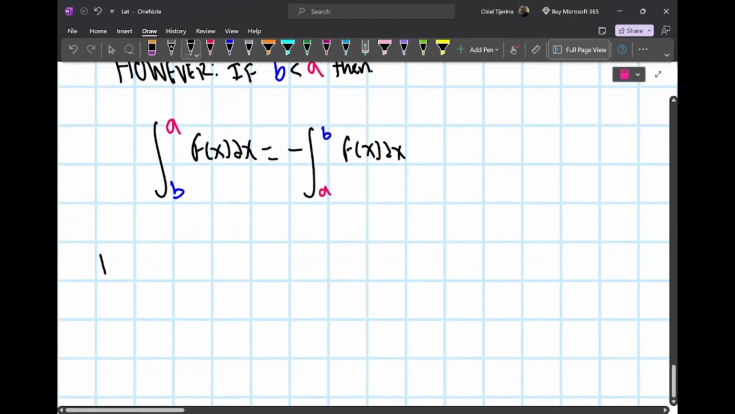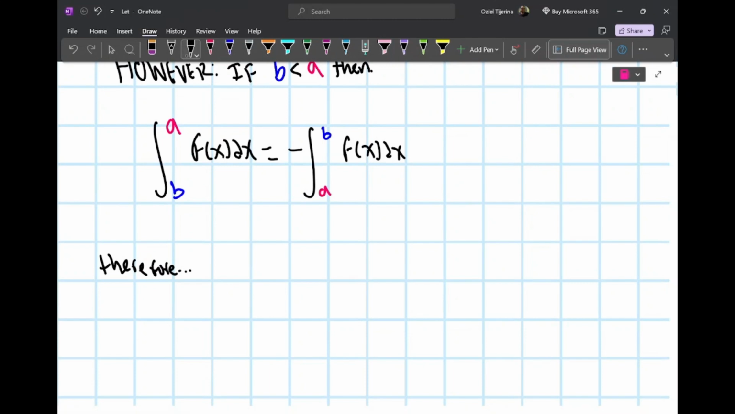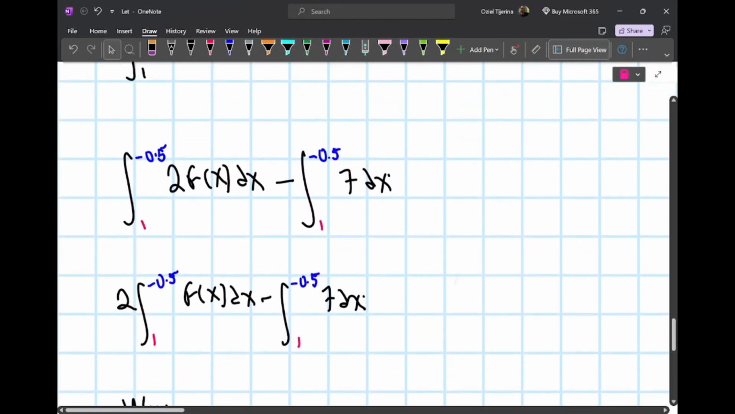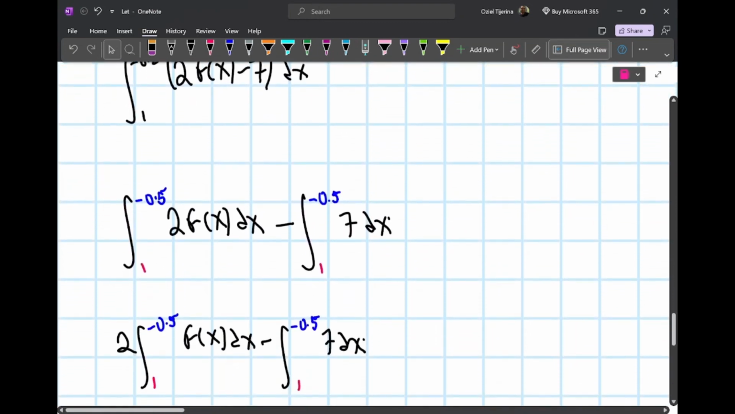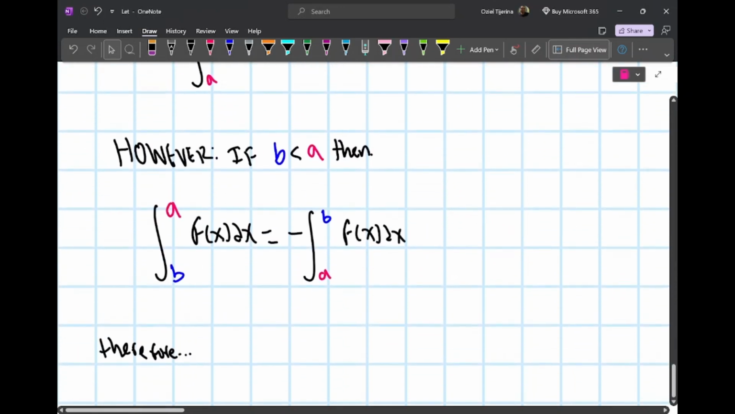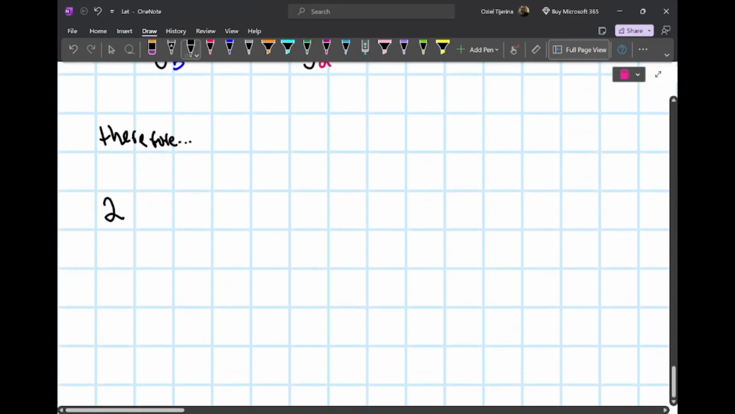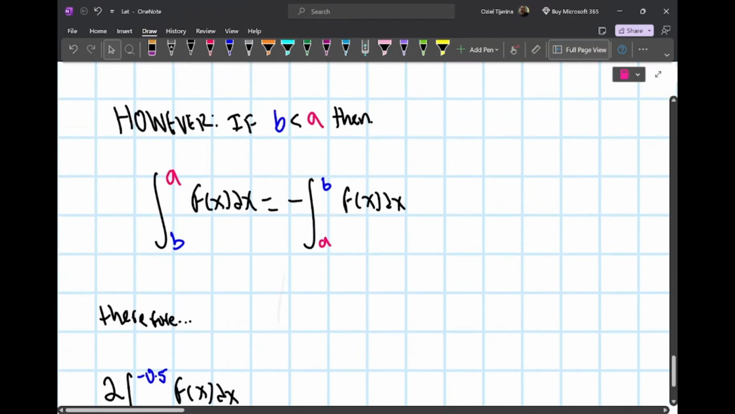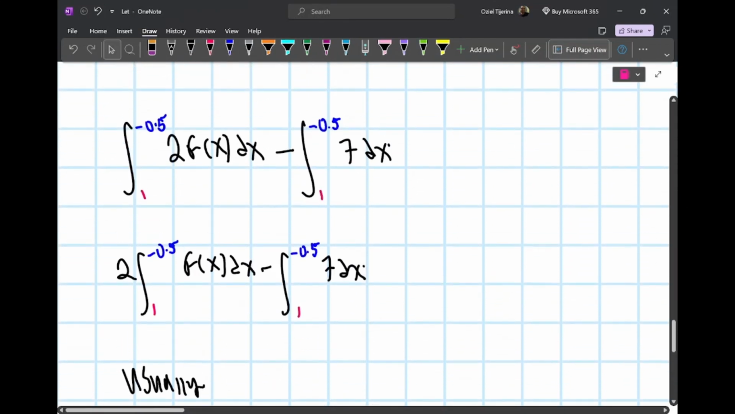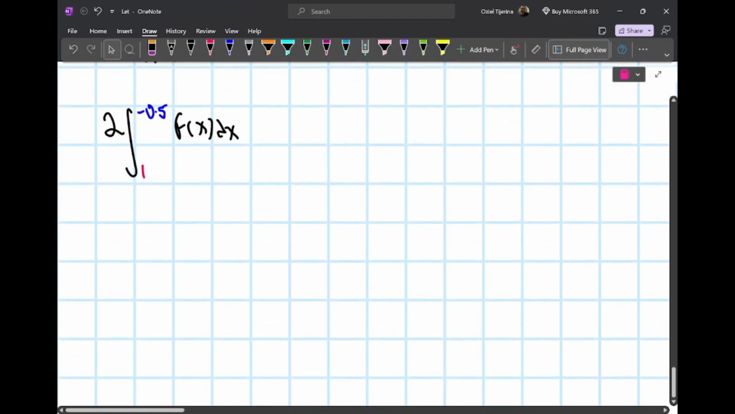So therefore, we're going to have the following. Let's see here. So it is going to be 2 times the integral from 1 to negative 0.5 of f of x dx, and then minus the integral from 1 to negative 0.5 of 7 dx.